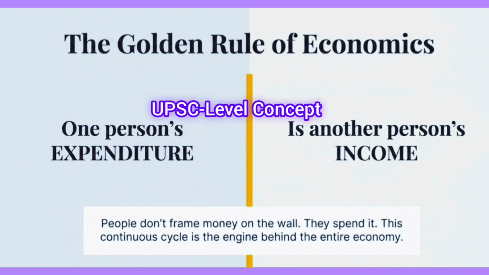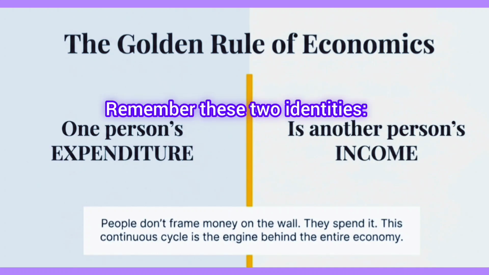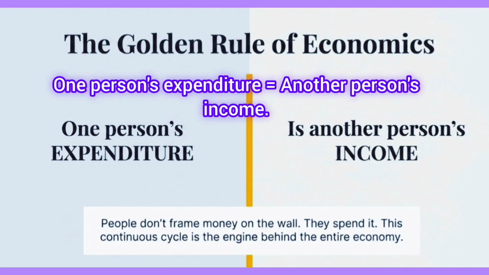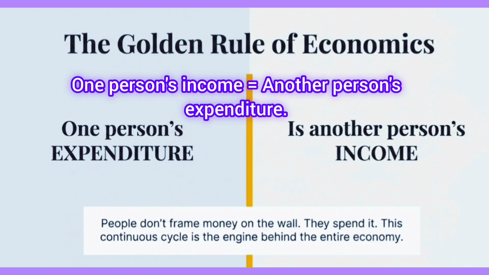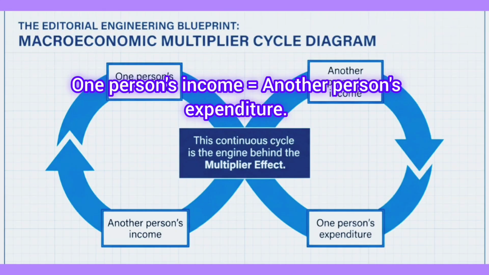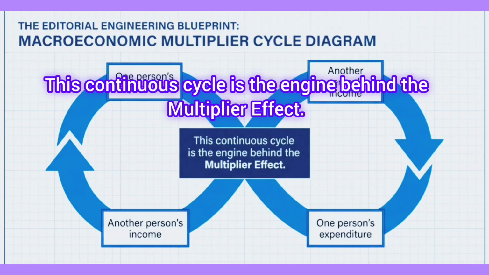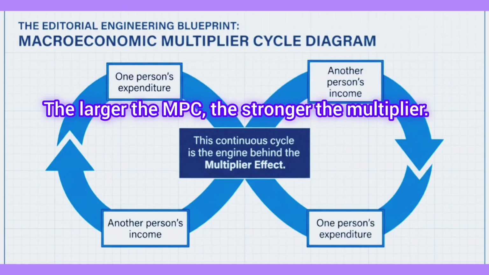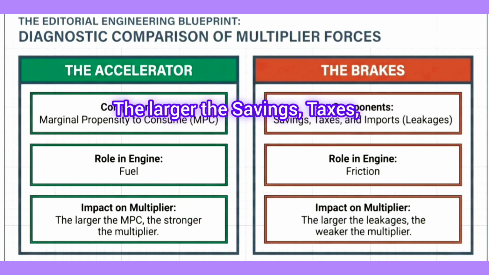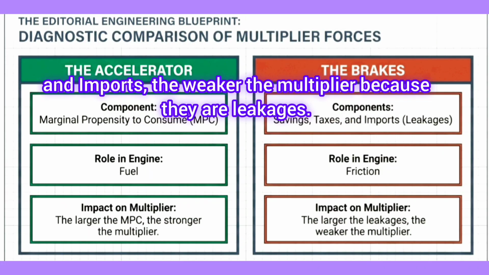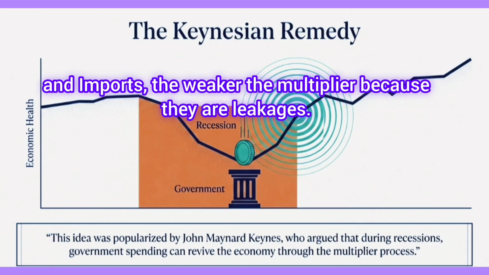UPSC level concept. Remember these two identities. One person's expenditure is equal to another person's income. One person's income is equal to another person's expenditure. This continuous cycle is the engine behind the multiplier effect. The larger the MPC, the stronger the multiplier. The larger the savings, taxes, and imports, the weaker the multiplier because they are leakages.